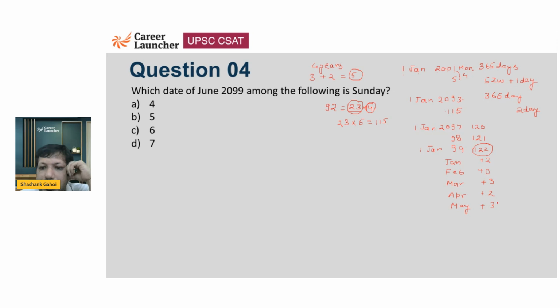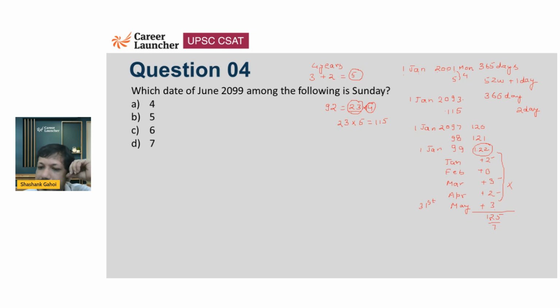Okay. So I am standing at 31st May. And what is the total number of extra days I'm going to get? 2 plus 3 plus 2, that is 7 days. I don't need it. So 122 plus 3, 125 extra days. I am going to divide it by 7.